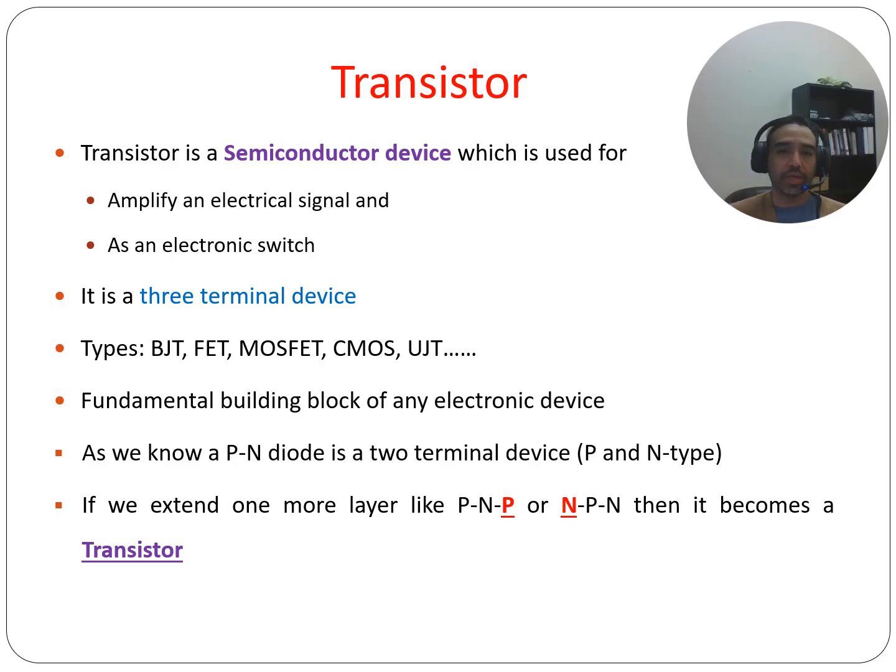And these three terminals let it control how electricity flows in more complex ways than a simple diode, right, which is the two lead component. The types of transistors, we have several types of transistors. Some are listed here: BJT, FET, MOSFET, CMOS, and UJT.